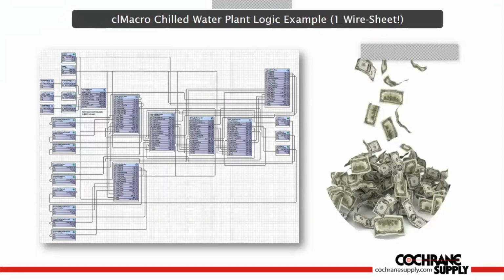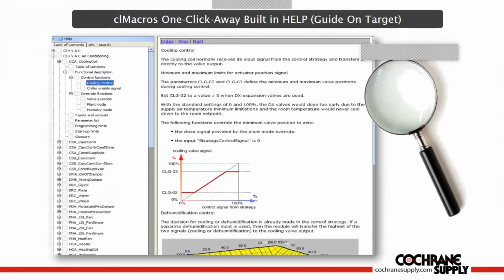So again, the idea here is that it's going to save money through saving programming and installation and commissioning time. One wire sheet versus 10. That is a pretty significant time savings, which again is, I think, easily translatable into a positive financial impact. And this is just showing you that these macros are just one click away with built-in help. This is just showing you a brief example for cooling control.